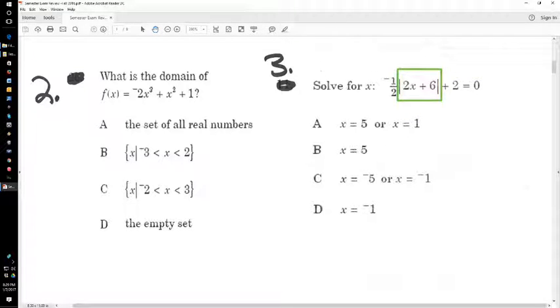We got to move the 2 over. We got to divide by negative 1/2, or flip it and multiply by negative 2. And then we can do it twice. So here we go. First things first, I'm going to subtract 2 from both sides. So we've got negative 1/2 times the absolute value of 2x plus 6 equals negative 2. Alright, and then remember, to get rid of a fraction, you flip it and you multiply. So I'm going to multiply by negative 2.